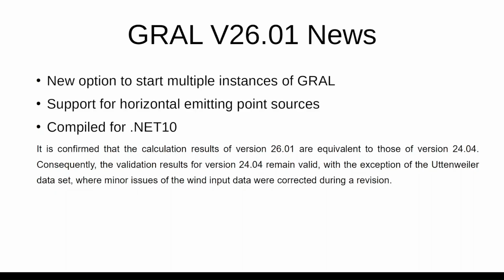What's new in this version? There is a new option to start multiple instances of Gral on one computer. There is a new support for horizontal emitting point sources, and Gral is compiled for .NET 10. There are no modifications in the calculation core. That means it's confirmed that the calculation results of version 2601 are equivalent to those of version 2404.